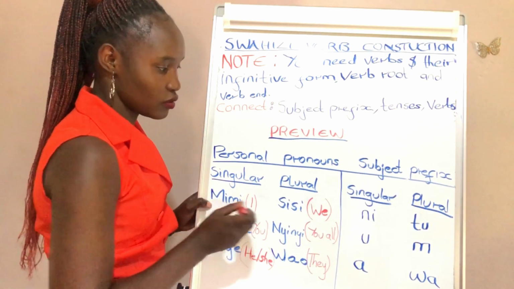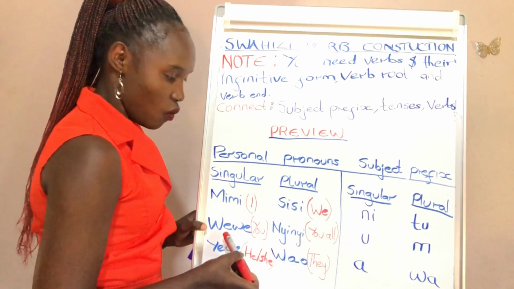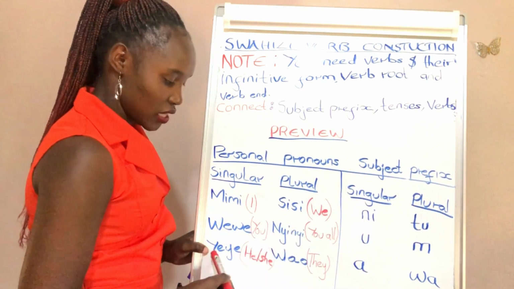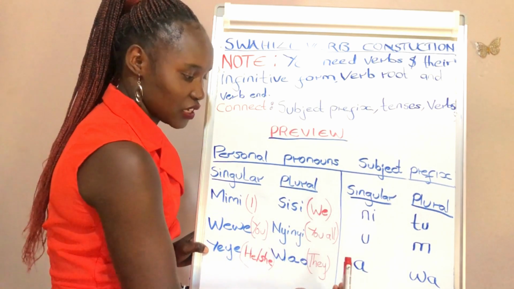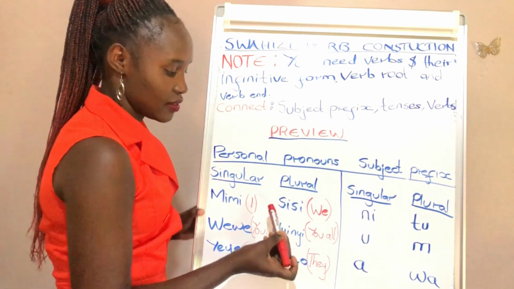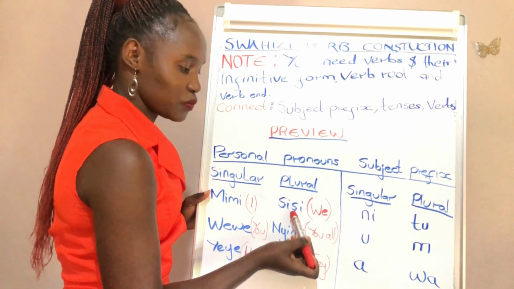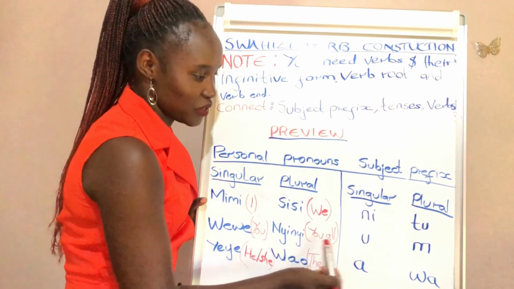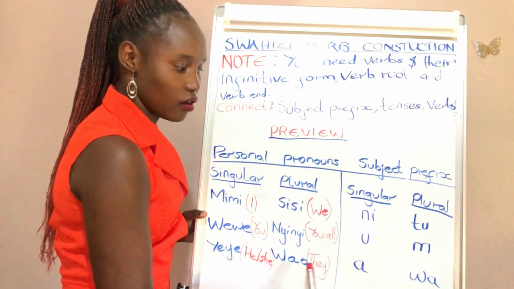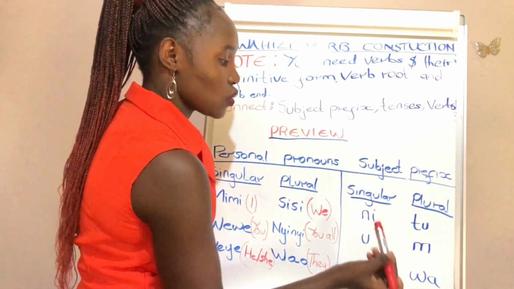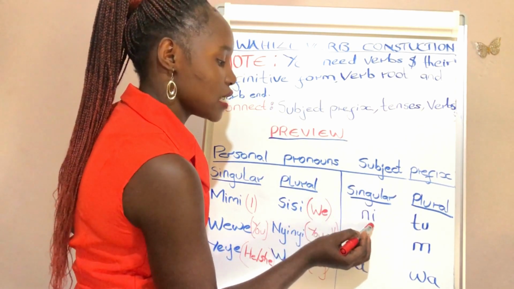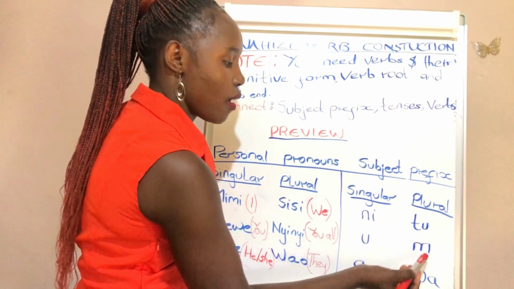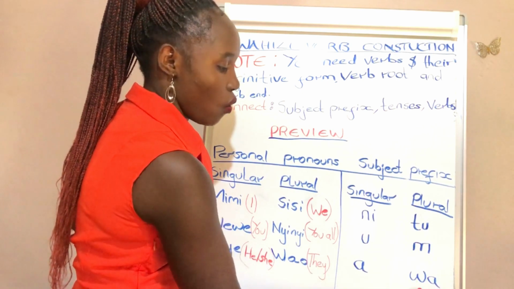So mimi goes with prefix ni, wewe subject prefix u, yeye subject prefix a, and then sisi subject prefix tu, nyinyi subject prefix wa, and wao goes with subject prefix a. So our subject prefixes, we have ni, u, a, tu, and wa.